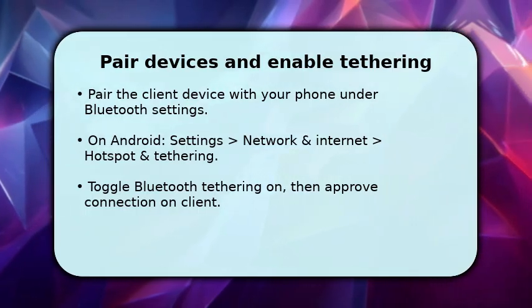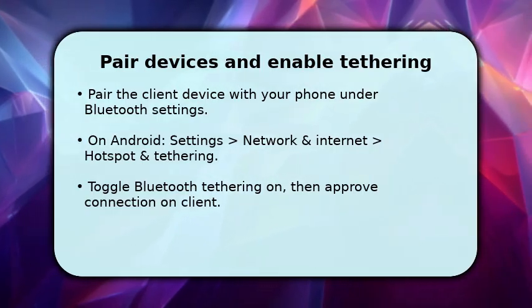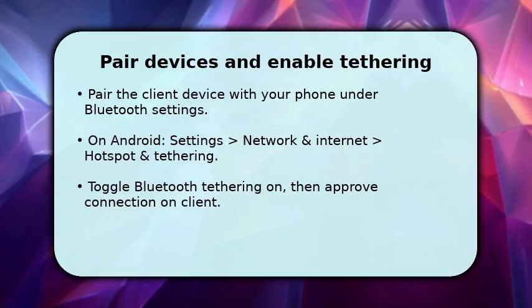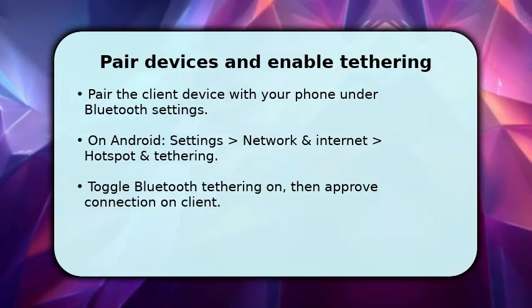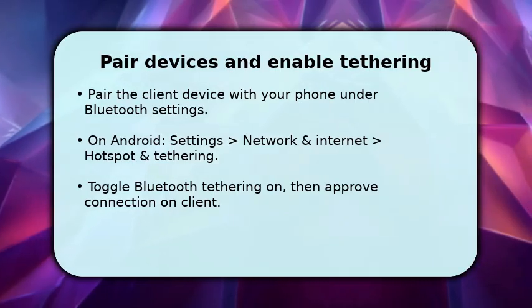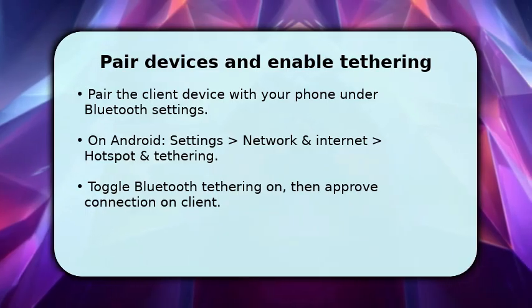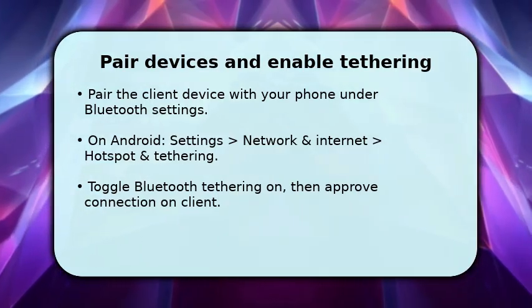Once paired, go to Settings, Network and Internet, Hotspot and Tethering on your Android. Tap Bluetooth Tethering to enable it. You may need to confirm a prompt on the client device to use Internet over Bluetooth. This transfers IP and DNS through the phone, so the client starts routing traffic through your mobile data connection.